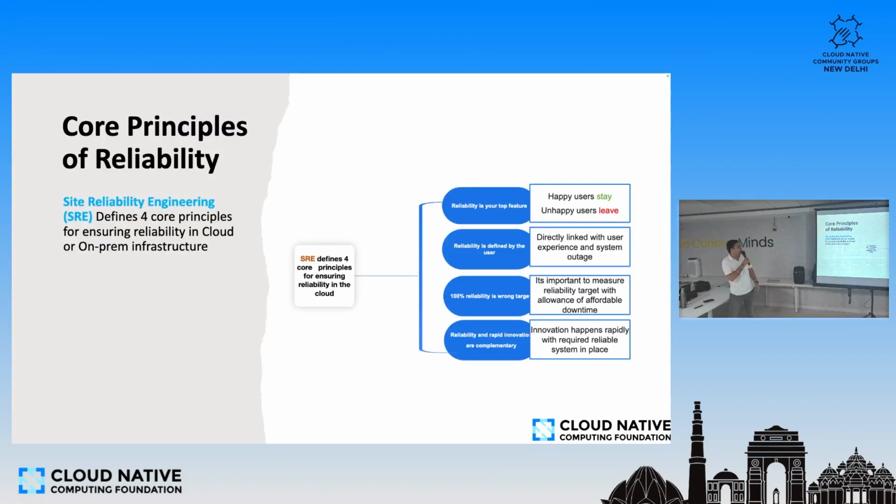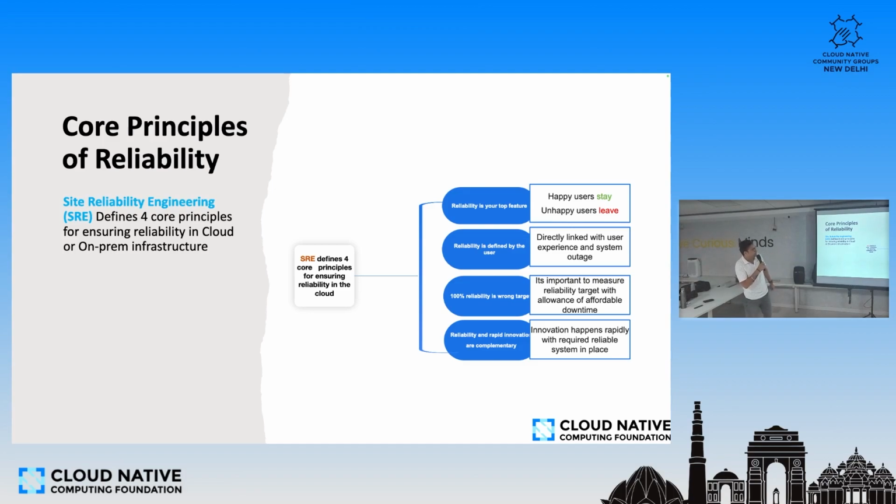Okay, so the core principles of reliability. As per the SRE, these are the core principles. I think SRE knows better than me how important these core principles are. There are four core principles that ensure reliability in the cloud or the on-prem infra. I hope these fonts are visible.